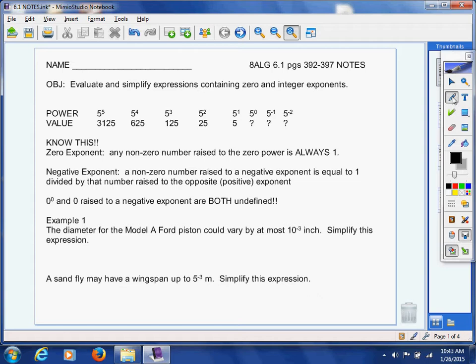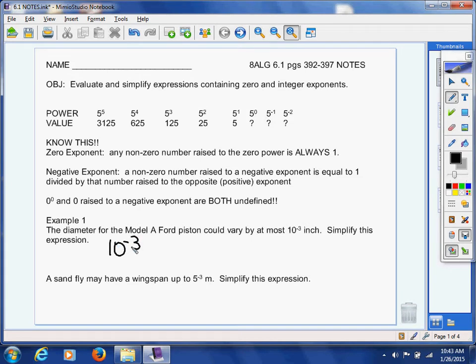This time we're going to go to 6.1, example 2, is what we're going to tackle today. And I just want to go back over example 1 one more time, make sure you understand how to maneuver these negative exponents. So remember, the diameter for the Model A Ford piston could vary by at most 10 to the negative 3 inches. Simplify this expression.